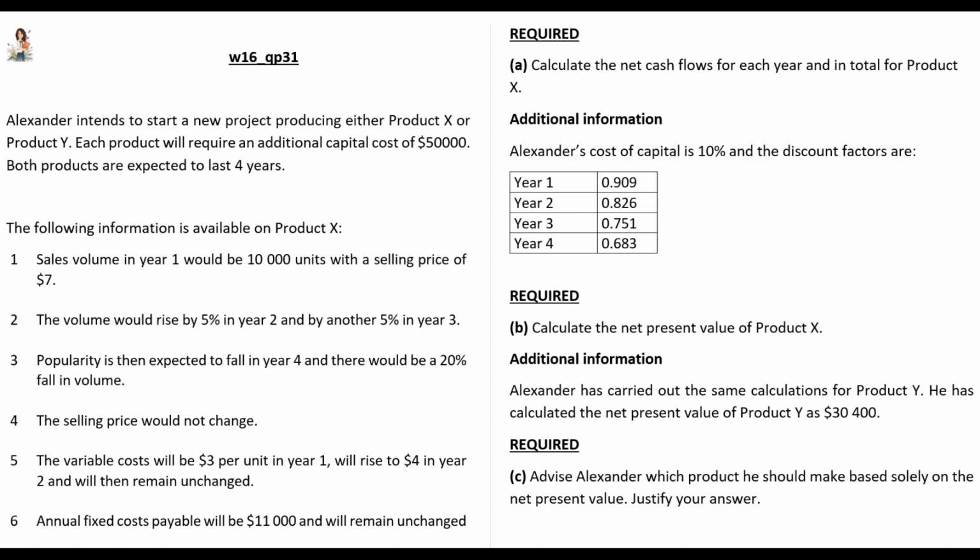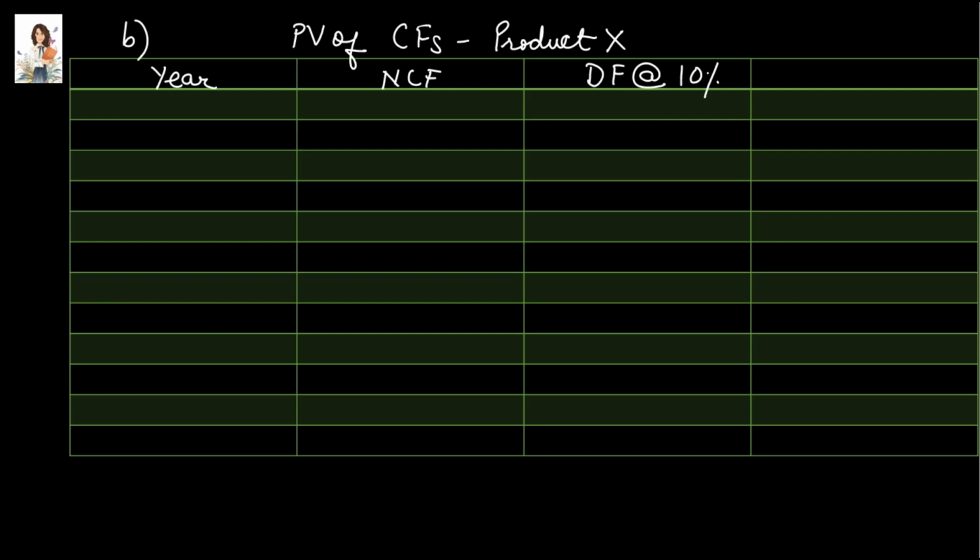Next, we have been told that Alexander's cost of capital is 10%, and we have also been provided the discount factors for the cost of capital. We are required in part B to calculate the net present value of product X. So this is part B, present value of cash flows for product X. We'll prepare 4 columns. The first one is year, then we'll write net cash flow. The third column will be discounting factors at 10%, and the last column will be present value.